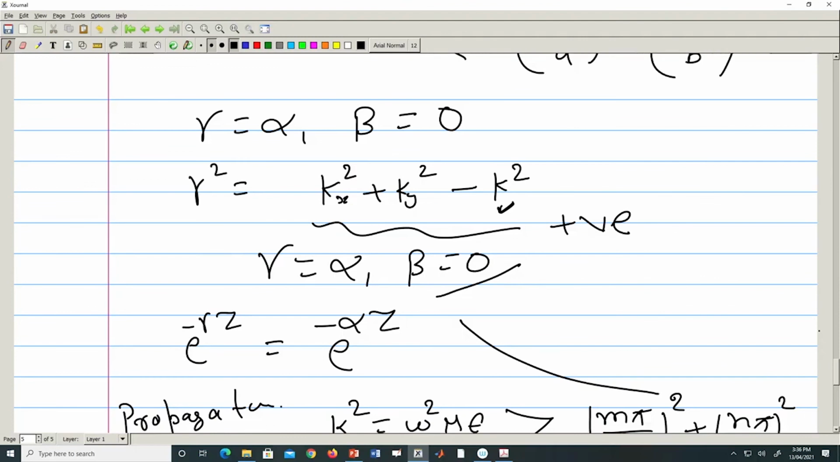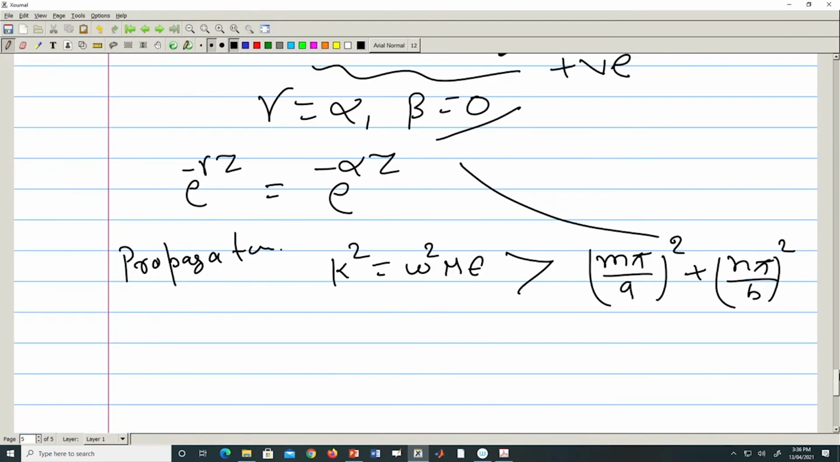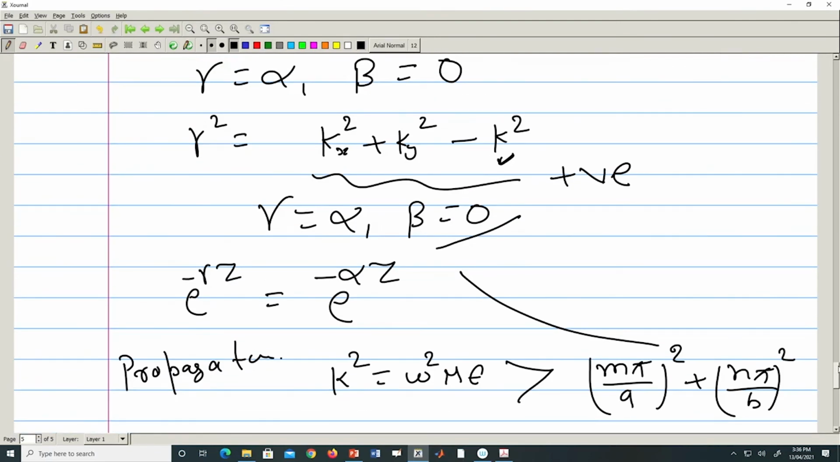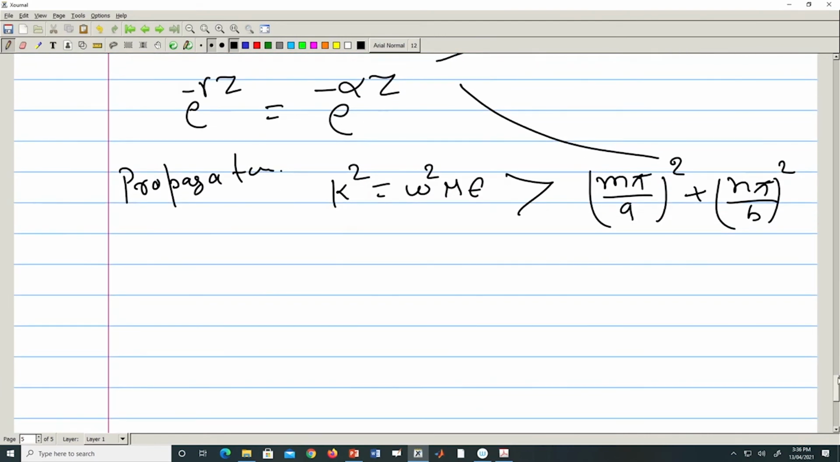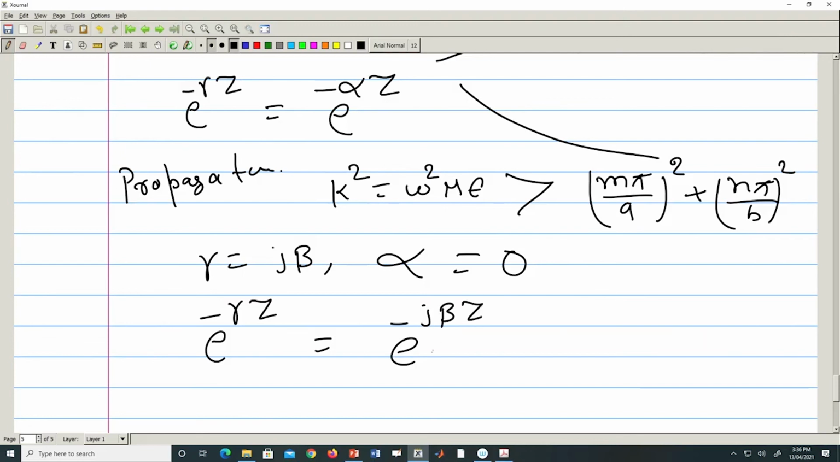So gamma will be purely imaginary, in that case gamma will be j beta and alpha will be 0. So in that case we get e to the power minus gamma z, with gamma equal to j beta, e to the power minus j beta z. So in this case it will not attenuate, but it will propagate along the z direction. From this expression we can compute the power flow in the waveguide.